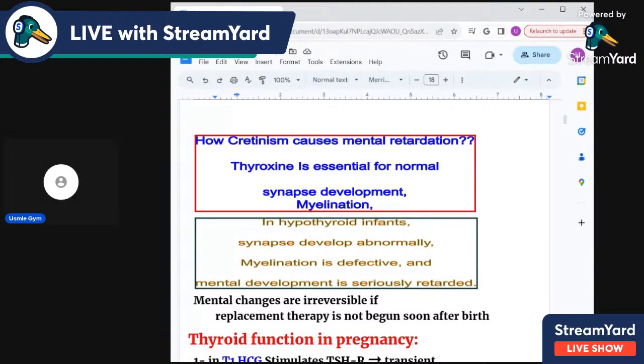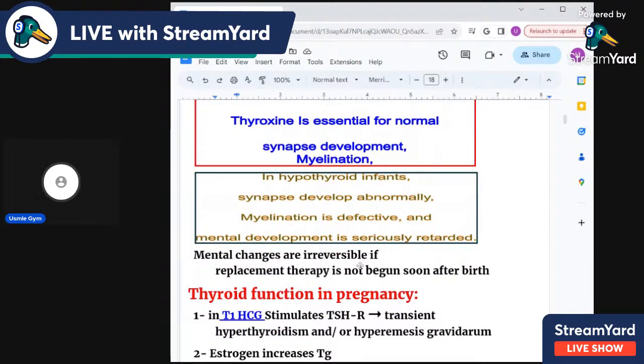Thyroxine is essential for normal synapse development, and it's also required for myelination. Normal myelination does not occur if thyroid is deficient, and synapse development is also defective, causing severe mental retardation in the newborn baby, which is not reversible after it gets damaged. So replacement therapy is required from the very beginning.